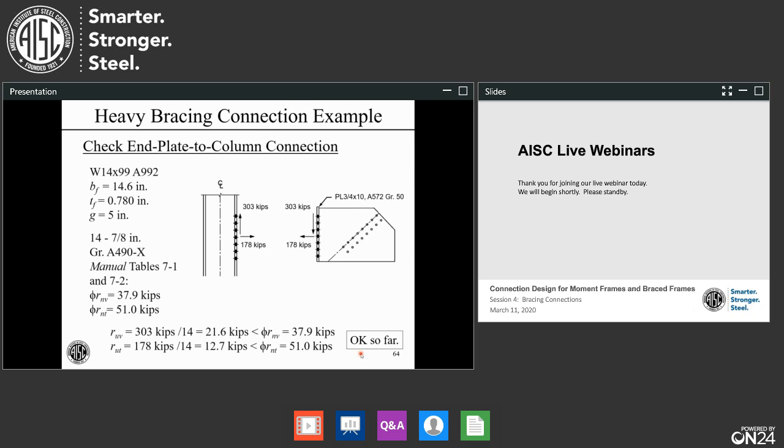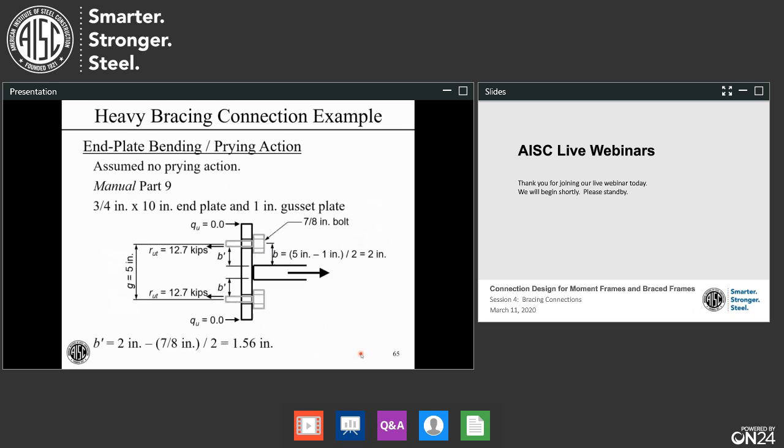We need to verify we don't have any prying action, and we also need to check these bolts for combined shear and tension. So let's first look at the prying action. We've assumed no prying action, so we need to go into manual part 9 and verify that.